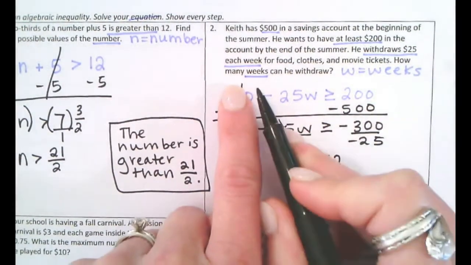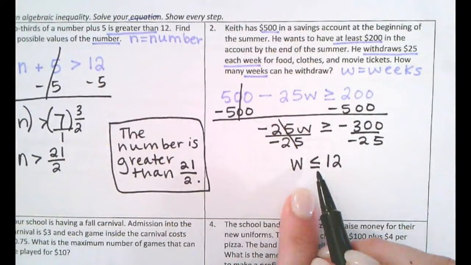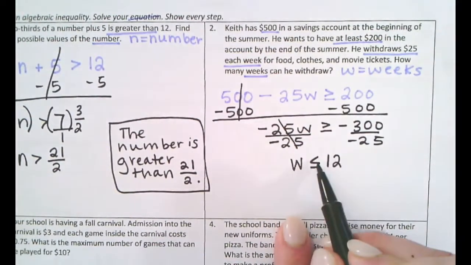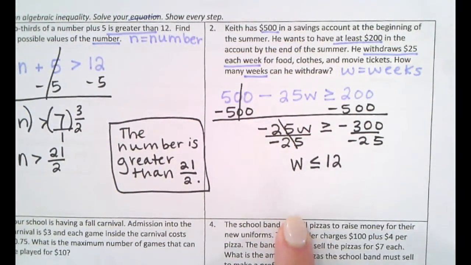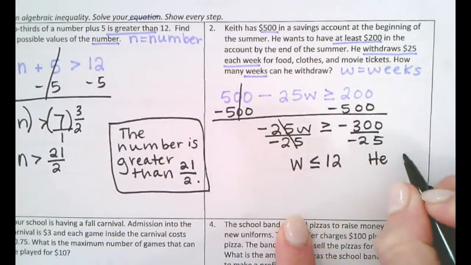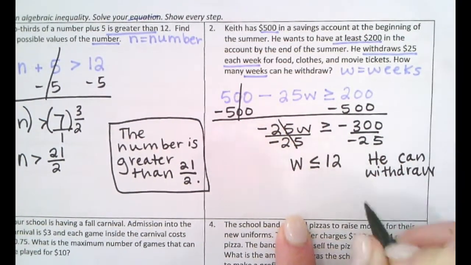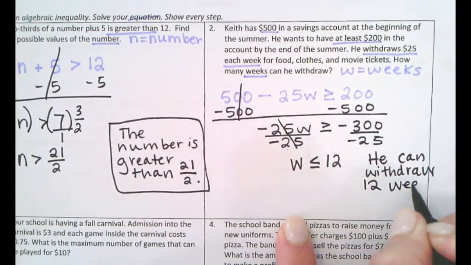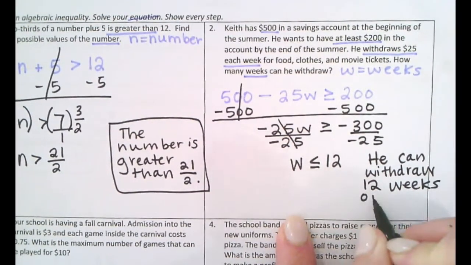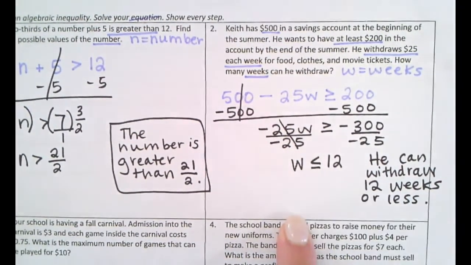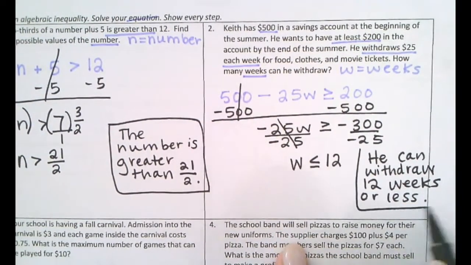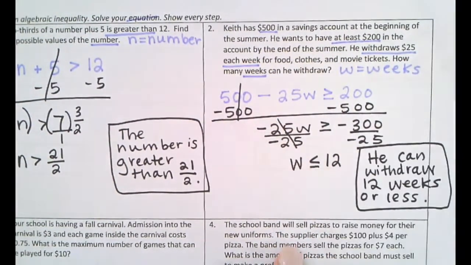So we are asked how many weeks can he withdraw? Well, it says right here the weeks must be less than or equal to 12. So he can withdraw 12 weeks or less. That will maintain his $200.